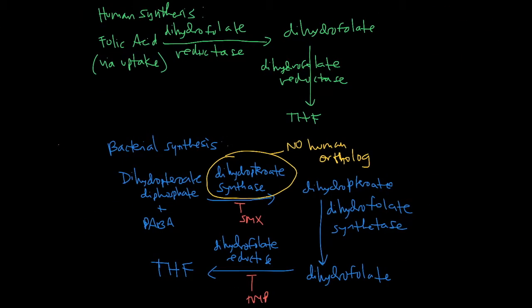Okay, so tetrahydrofolate is synthesized differently in humans and bacteria. In humans, tetrahydrofolate is first produced by uptake of folic acid. So humans don't make their own THF completely. They have to take up folic acid, and folic acid is converted to dihydrofolate by dihydrofolate reductase. And dihydrofolate is converted to THF by dihydrofolate reductase again.